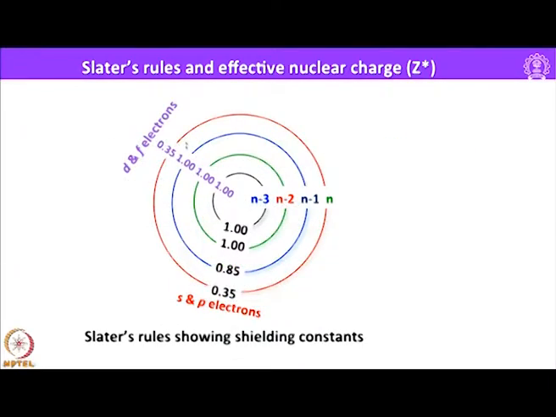So, this figure depicts Slater's rules very nicely. You can see here in case of the d and f block, the electrons in the same group will contribute 0.35 and the rest of the electrons will simply contribute 1 towards the screening, whereas in case of s and p, electrons within the same group shield to an extent of 0.35, and in case of the n minus 1 shell it is 0.85, and for n minus 2 and lower it is 1.